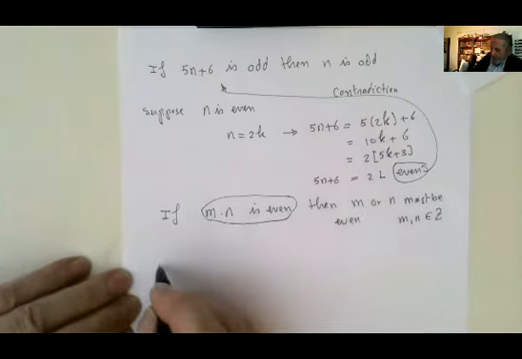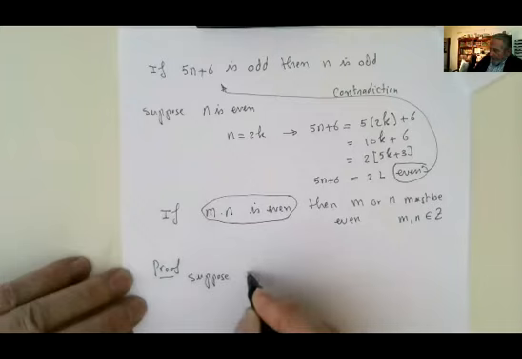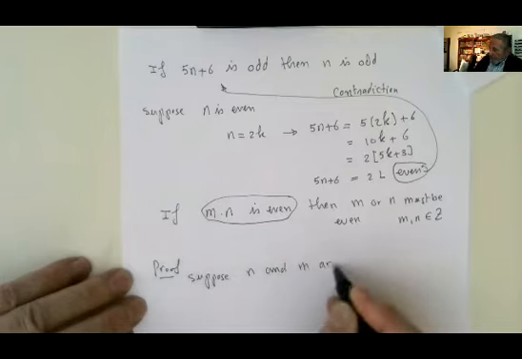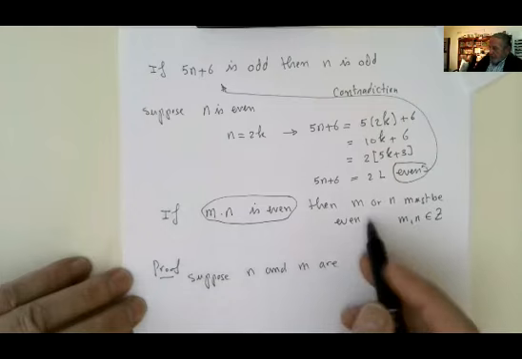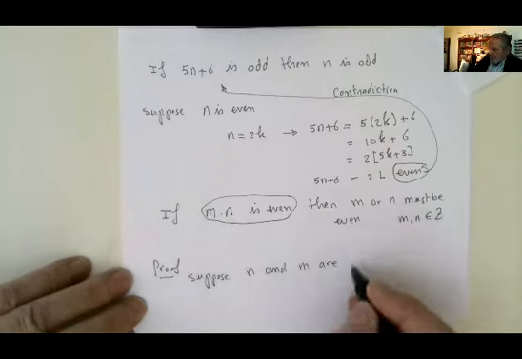So now, proof. Suppose n and m are odd. Because we want to prove one of them is even, at least. So suppose both of them are odd.